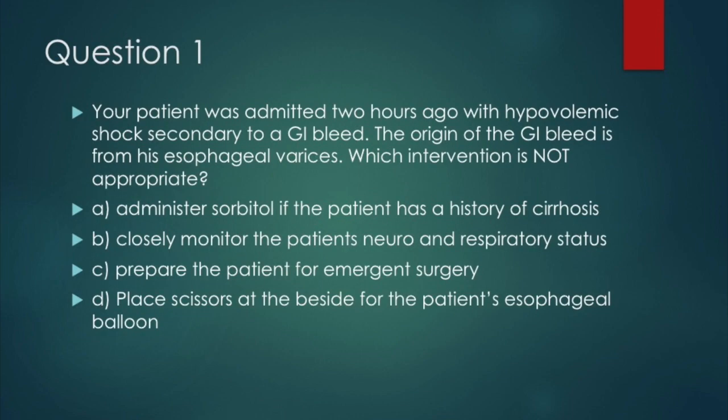Your patient was admitted 2 hours ago with hypovolemic shock secondary to a GI bleed. The origin from the GI bleed is his esophageal varices. Which intervention is not appropriate? A. Administer sorbitol if the patient has a history of cirrhosis. B. Monitor closely the patient's neuro and respiratory status. C. Prepare the patient for emergent surgery. Or D. Place scissors at the bedside for the patient's esophageal balloon.